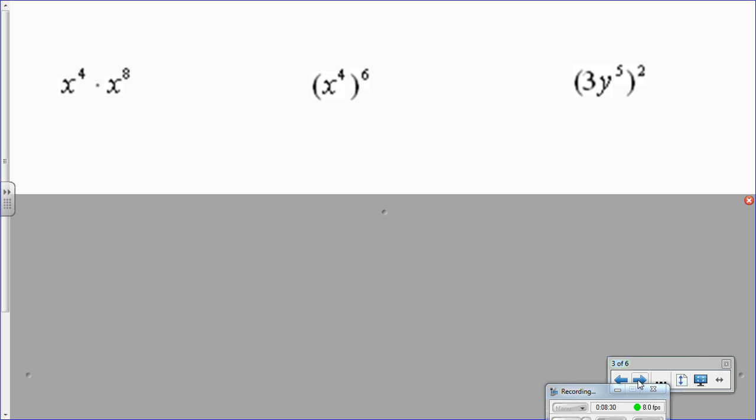Okay, x to the 4th times x to the 8th. So I have a common base that I'm multiplying, so I would add the exponents. So 4 plus 8 is 12. Okay, here I have an exponent outside of parentheses, so I have power to power. So I will multiply the 4 and the 6. 4 times 6 is 24.